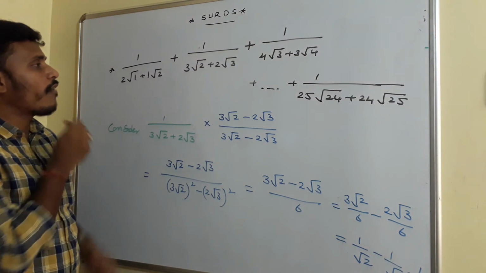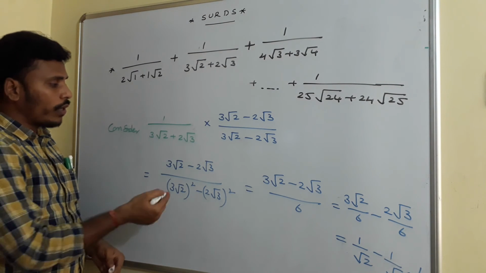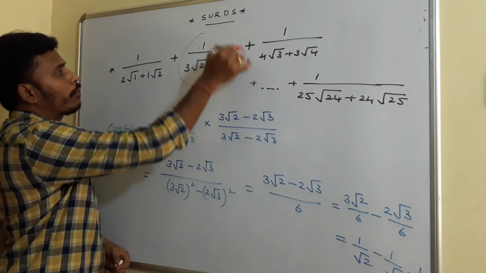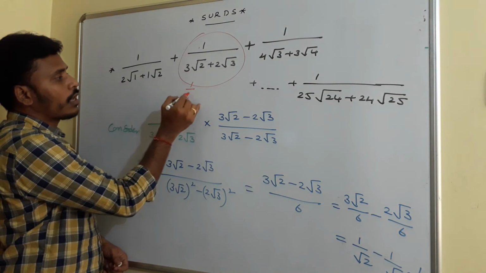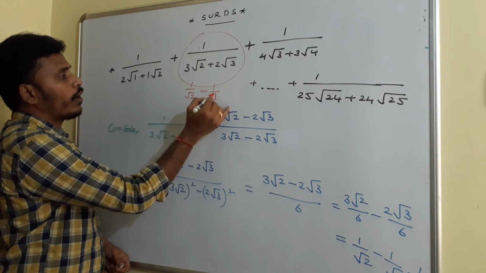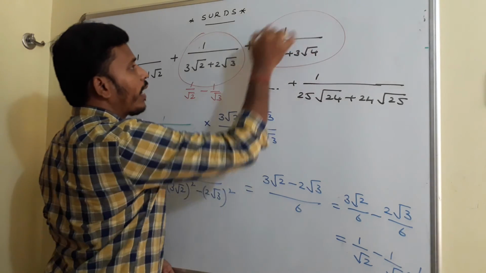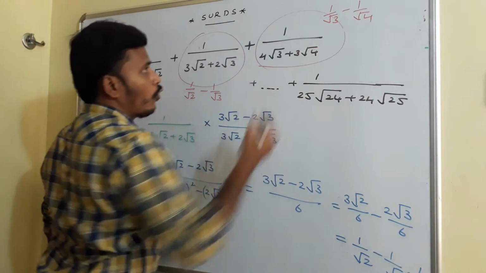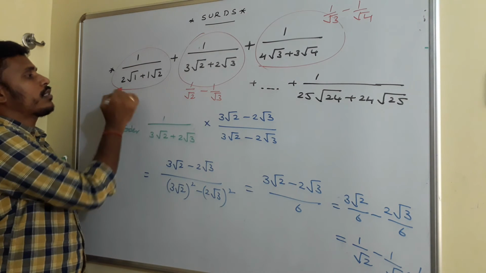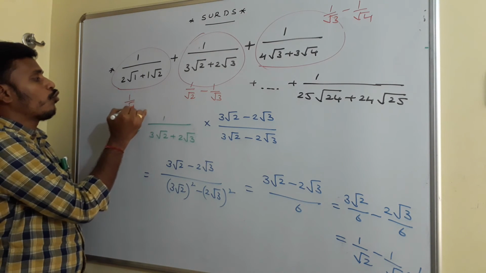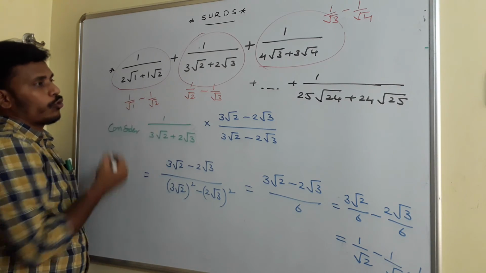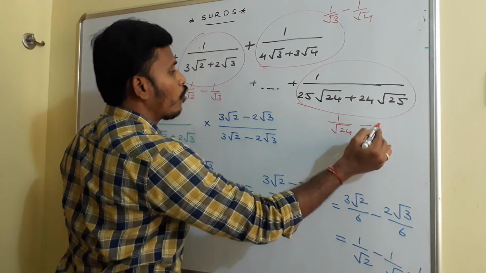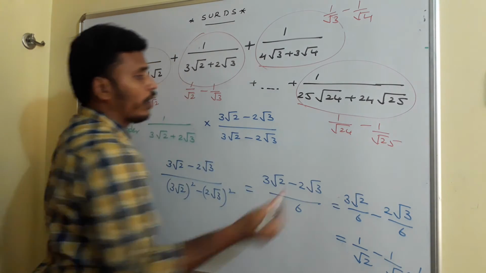Right? Okay. So every term will become like this. With this idea, we will write 1 by (3 root 2 plus 2 root 3) as 1 by root 2 minus 1 by root 3. And you are able to write the next as 1 by root 3 minus 1 by root 4. With the similar logic, the first term will become 1 by root 1 minus 1 by root 2, and the last term will become 1 by root 24 minus 1 by root 25.